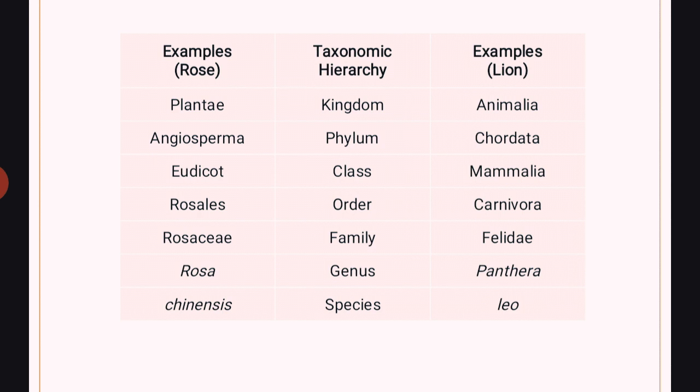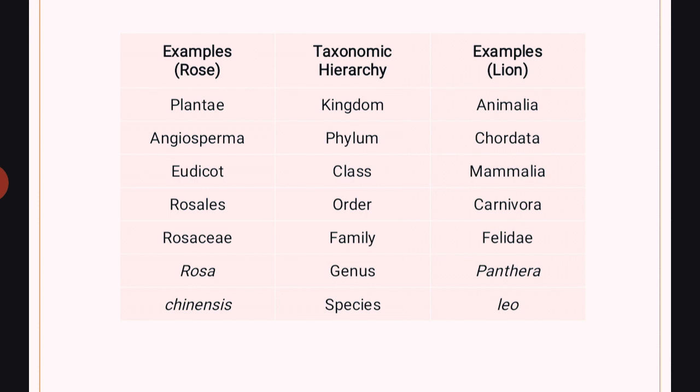It is absolutely similar for the animal. I consider the lion. Its kingdom is Animalia, phylum is Chordata, class is Mammalia, order is Carnivora, family is Felidae, genus is Panthera, and species is leo. So the scientific name of lion is Panthera leo.